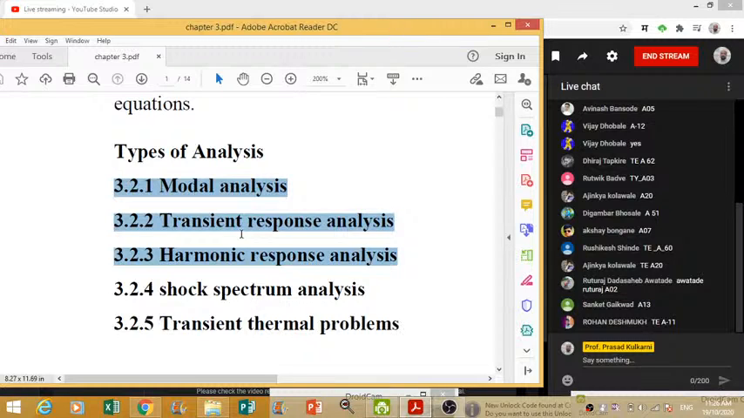Modal type of analysis is used for finding out the natural frequency of the component.